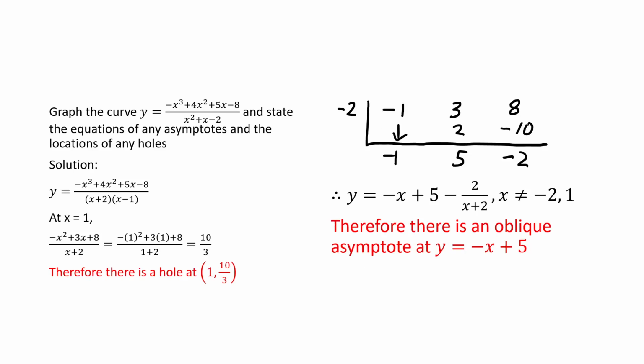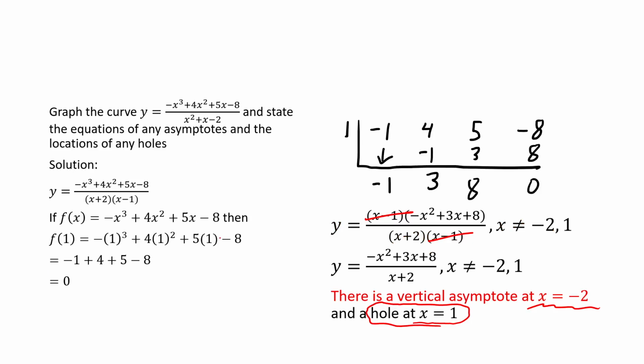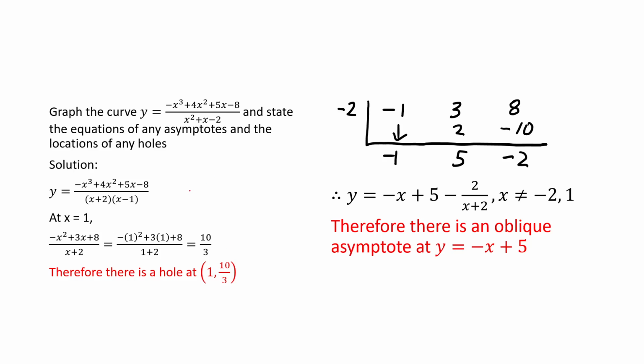Okay, well, it's good to know the y-coordinate of the hole, so we take the x value of 1 and plug it into the simplified expression for y, and we get a y value of 10/3. That tells me that we're going to have a hole at (1, 10/3). Okay, so let's forget about the hole for now, and let's go about this as though we have a quadratic over a linear. When we do our synthetic division, we see that we end up with an oblique asymptote of y equals -x plus 5.